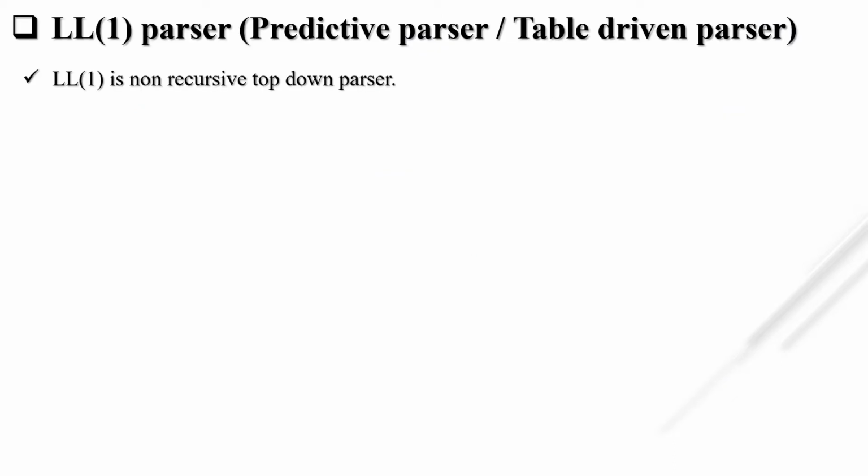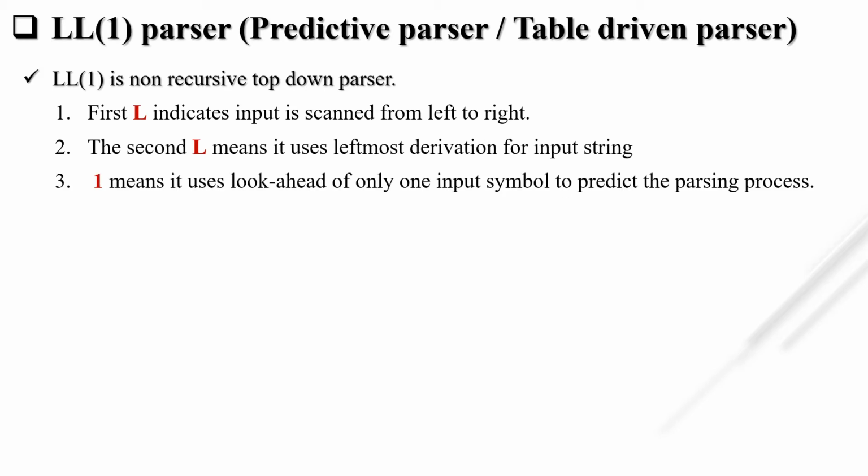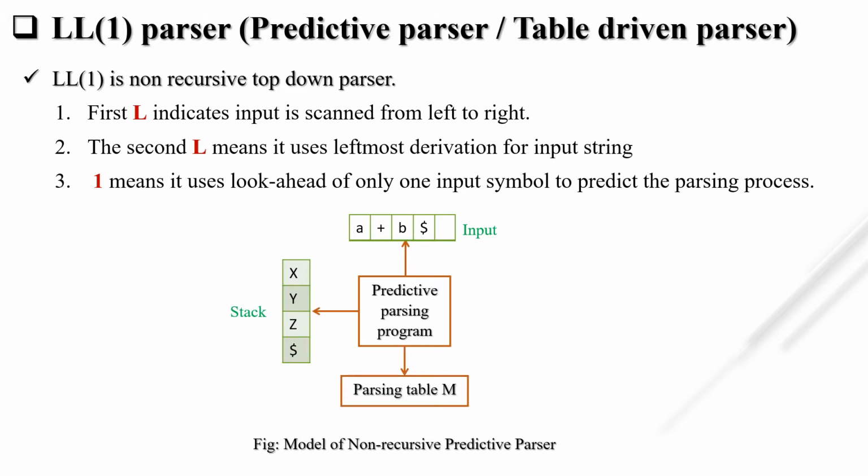It's a non-recursive top-down parser where the first L indicates the input string will be scanned from left to right, the second L means it uses the leftmost derivation for the input string, and 1 means it uses lookahead, meaning it uses only one input symbol to predict the parsing process. Let's see the block diagram of LL1 parsing. There is a parsing algorithm of LL1. Then we have an input string, one stack, and the parsing table. With the help of this parsing table, we parse the input string and get the output. Let's see how LL1 works.